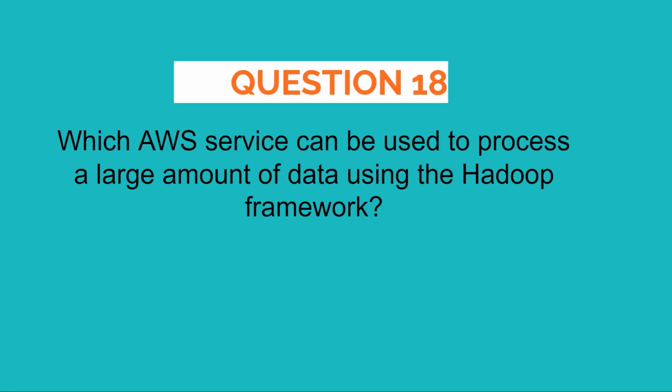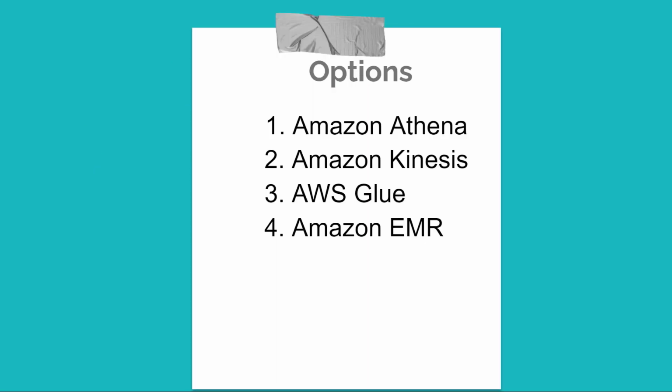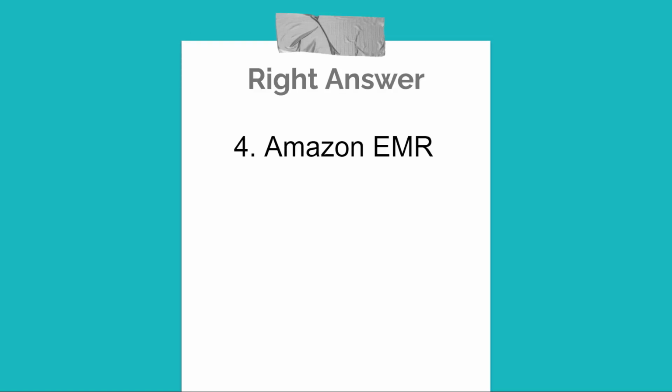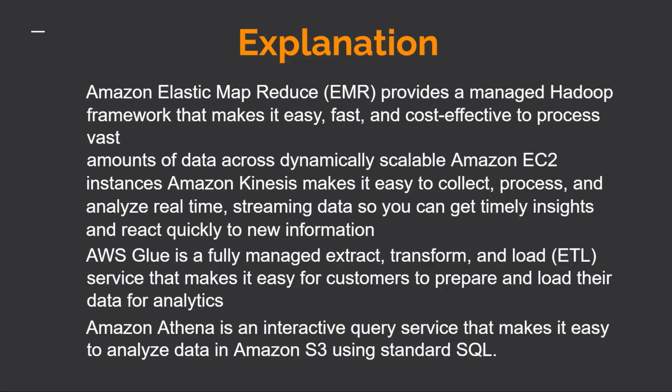Question: Which AWS service can be used to process a large amount of data using the Hadoop framework? Option 1. Amazon Athena. 2. Amazon Kinesis. 3. AWS Glue. 4. Amazon EMR. Right answer is 4. Amazon EMR. Explanation: Amazon Elastic MapReduce (EMR) provides a managed Hadoop framework that makes it easy, fast, and cost-effective to process vast amounts of data across dynamically scalable Amazon EC2 instances.